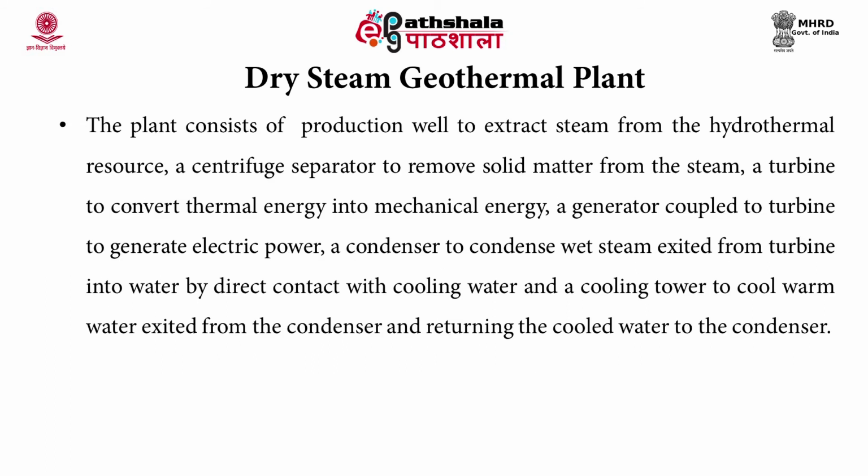The plant consists of a production well to extract steam from the hydrothermal resource, a centrifuge separator to remove solid matter from the steam, a turbine to convert thermal energy into mechanical energy, a generator coupled to the turbine to generate electric power, a condenser to condense wet steam exiting from the turbine into water by direct contact with cooling water, and a cooling tower to cool water exiting from the condenser and return the cool water to the condenser.